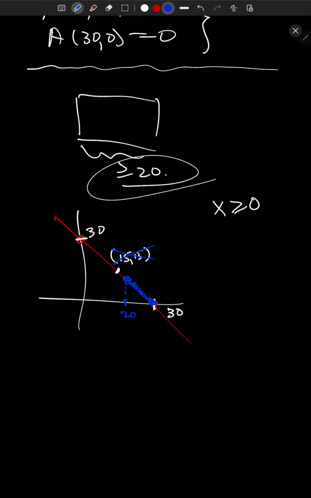And now you can see the only two candidates I have for the biggest possible fence are this endpoint and that endpoint. So the maximum is going to be at the endpoint. So you better check the endpoints. All right.